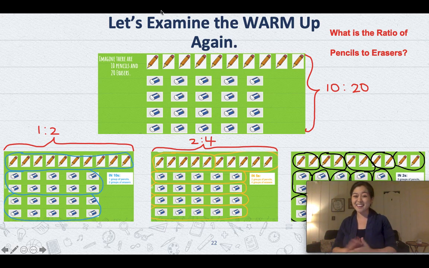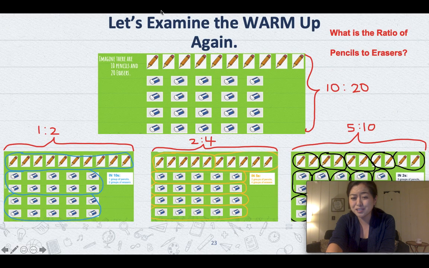Okay. Now the third example is behind my video box. I don't know if you remember, but we're going to also write the ratio for that example. Did you get 5 groups of pencils to 10 groups of erasers? If so, good job. Pat yourself on the back.